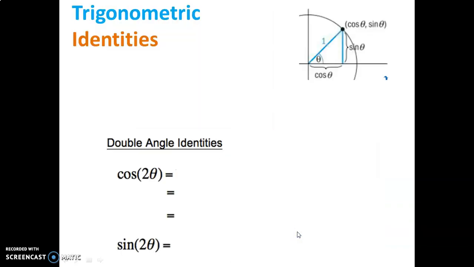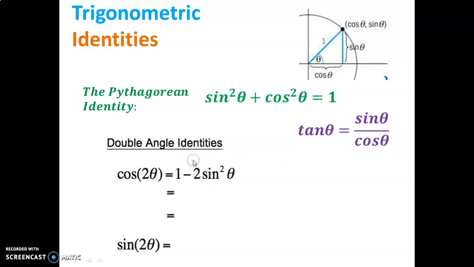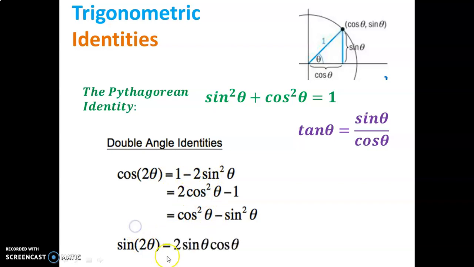Okay, so let's recap. The identities you should know are these. The Pythagorean identity looks like this. The idea that tangent of an angle is sine over cosine. And the double angle identities are the new ones we're going to look at. And they are this, this, and this. So cosine of 2 theta equals all three of these. They all work for that. And sine of 2 theta equals this.